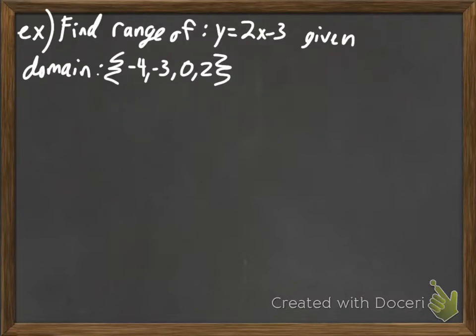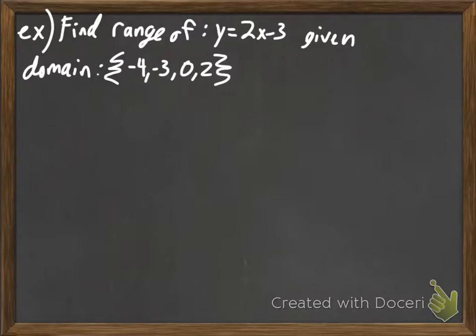So we're just going to get right into it. We're going to do two examples, one with this linear function. We're going to find the range of y equals 2x minus 3 given our domain of -4, -3, 0, and 2. So we already know that this is a function. Both of these things we have are already going to be functions. We don't have to worry and check to see if they are or not. We're just going to find the range of this function.